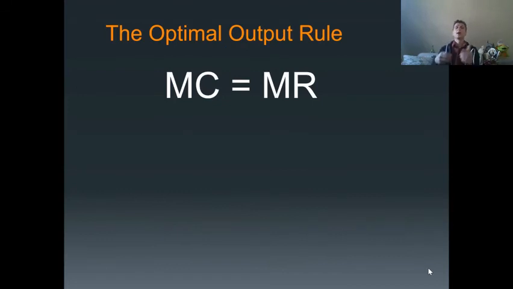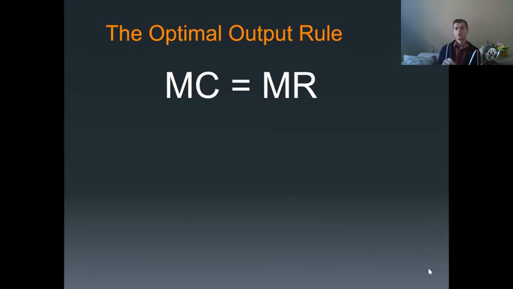And this brings us to our optimal output rule. It's your marginal cost equals your marginal revenue. This is absurdly important in microeconomics. You need to make sure you know this rule. No matter what, if a firm is left up to its own devices, it will produce an output at marginal cost equals marginal revenue. Now, it's important that's the output, that's the quantity. It's not necessarily the price.